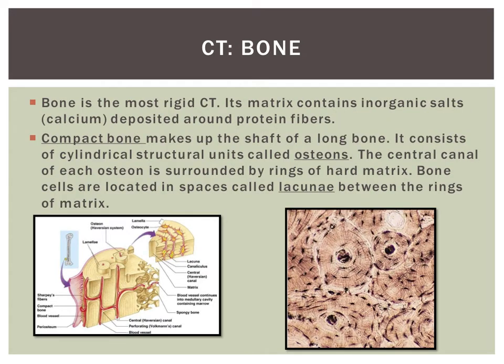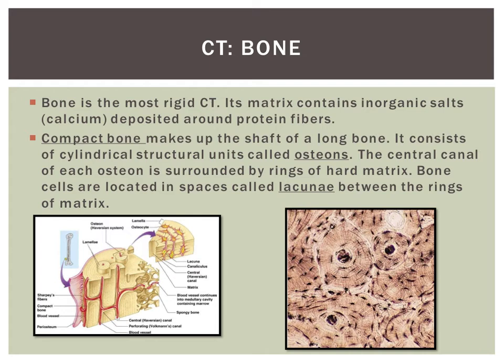Bone is another example of connective tissue. And when I say bone, I don't mean a bone like your femur or your humerus, because those would be organs. We are talking about the tissues that make up those organs. So this is the most rigid connective tissue. The matrix contains inorganic salts, calcium, deposited around protein fibers. So this is why they say calcium is good for your bones, because the calcium is used to make up the bone tissue. A couple of types of bone tissue.